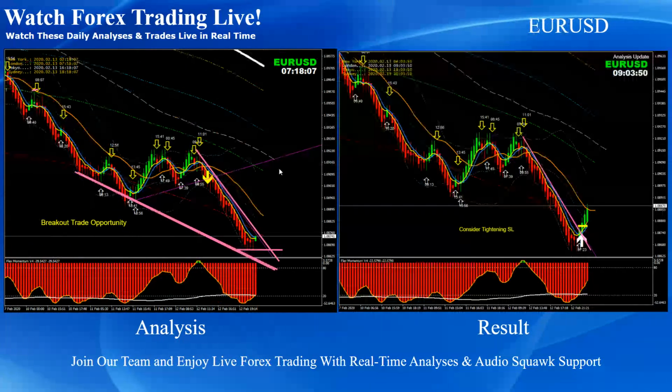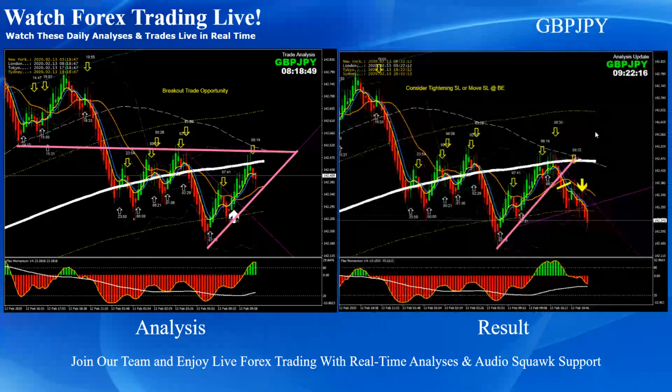And euro USD, as mentioned on the analysis, we were expecting a counter long trade. As you can see, we had a very short counter trade because we closed it. We had seen that price failed to break this orange MA, and we just got out at break even. But as a part of the analysis, this was one of the analyses we were looking at, a counter long trade on euro USD.